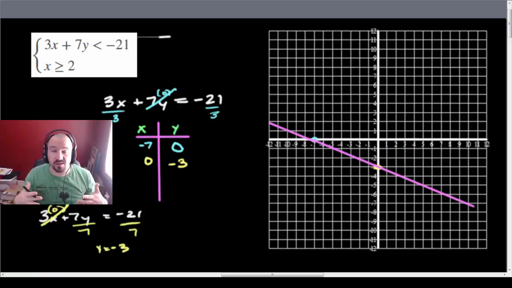In order to find out whether you create a solid line or a dashed line, you look at the inequality. If the inequality has a line under it, like this x is greater than or equal to negative 2, you keep the line itself solid. If it does not, like this 7x plus y is strictly less than negative 21, then you must dash it.